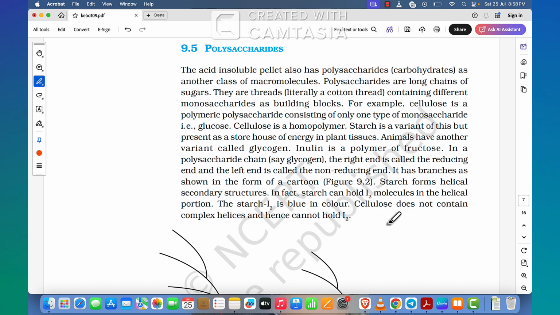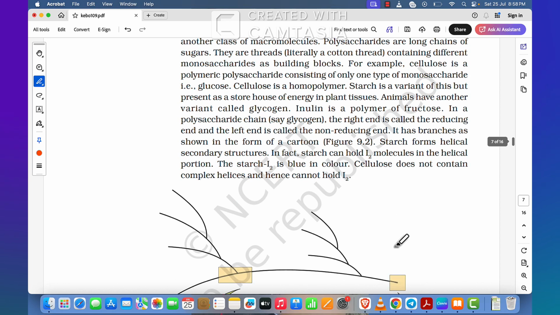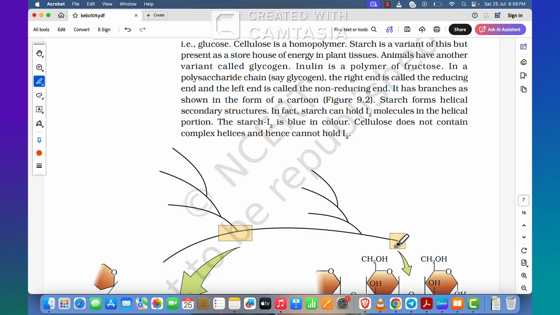Polysaccharides are threads, literally a cotton thread, containing different monosaccharides as building blocks. For example, cellulose is a polymeric polysaccharide consisting of only one type of monosaccharide, that is glucose. Cellulose is a homopolymer. Starch is a variant of this, but present as a storehouse of energy in plant tissue. Animals have another variant called glycogen. Inulin is a polymer of fructose. In a polysaccharide chain, say glycogen, the right hand end is called the reducing end and the left hand end is called the non-reducing end. It has branches as shown in the figure in the form of a cartoon.